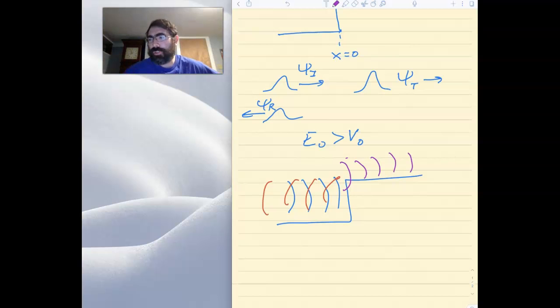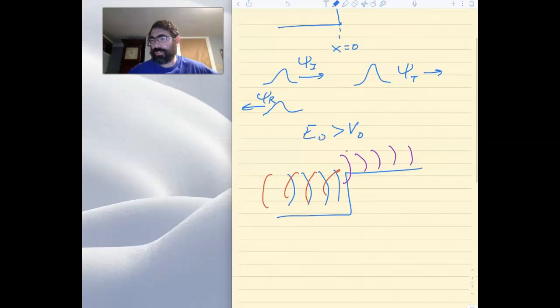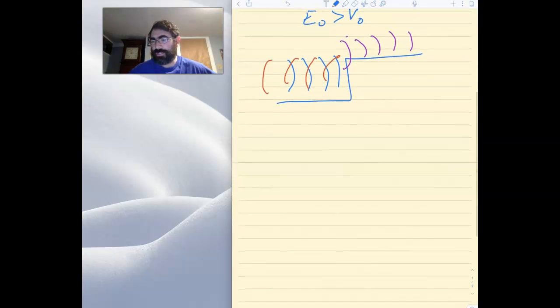But now we want to consider the case of what happens if our energy is less than the barrier. Classically, I shouldn't get anything to transmit. If my wave hits a wall, it's going to bounce off. It's not going to go through the wall. But in quantum mechanics, we have to consider something a little differently.